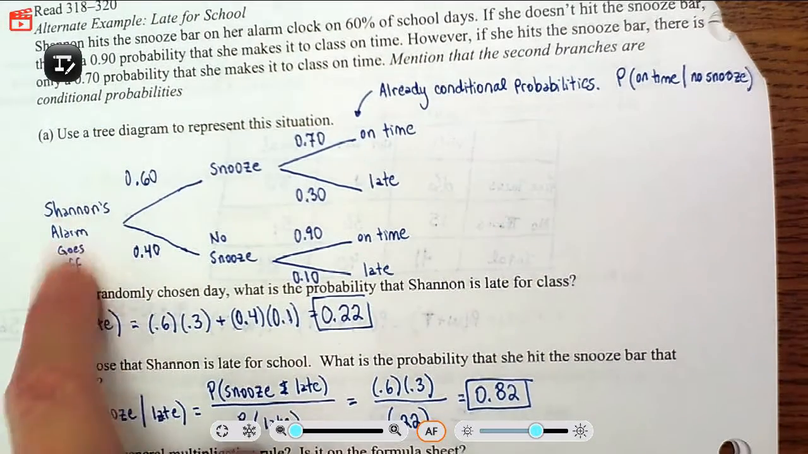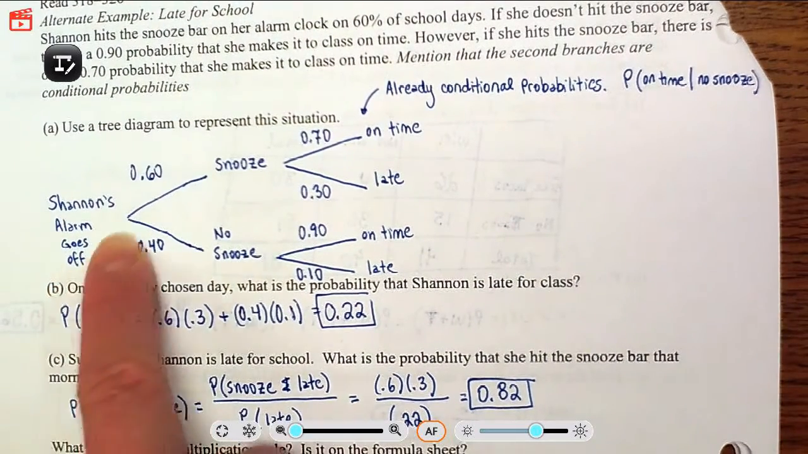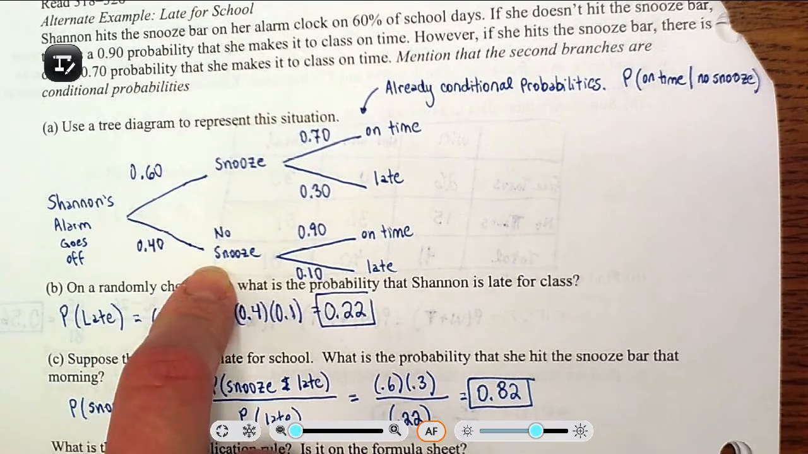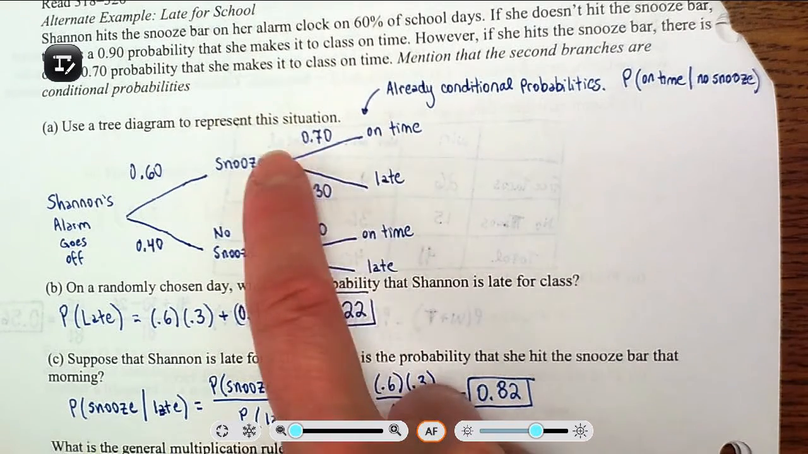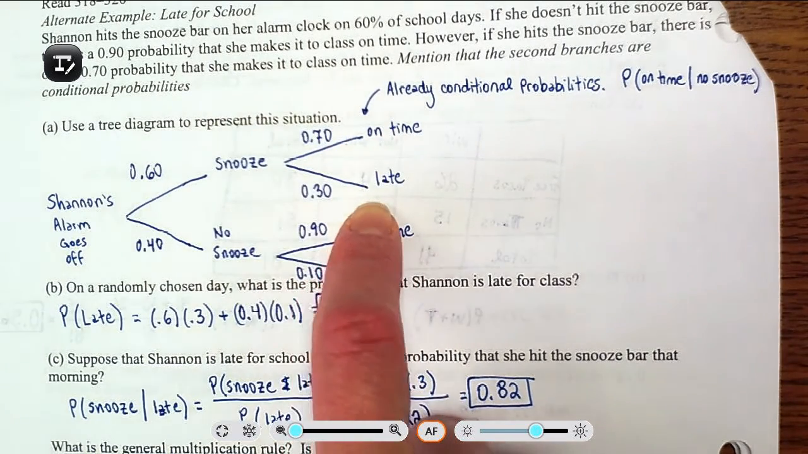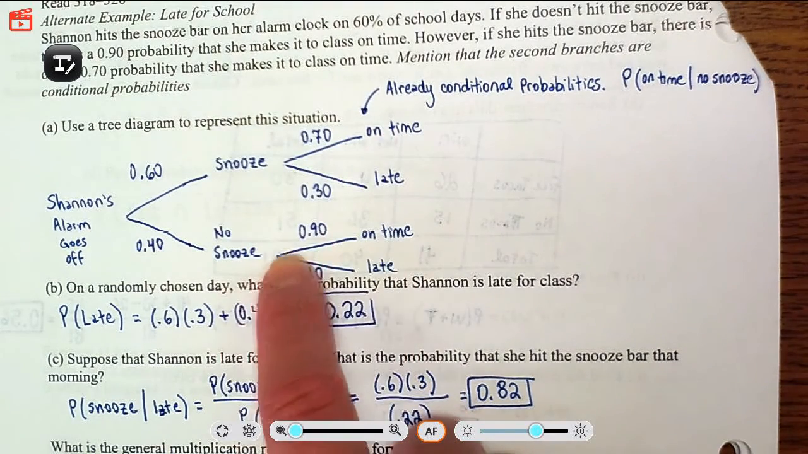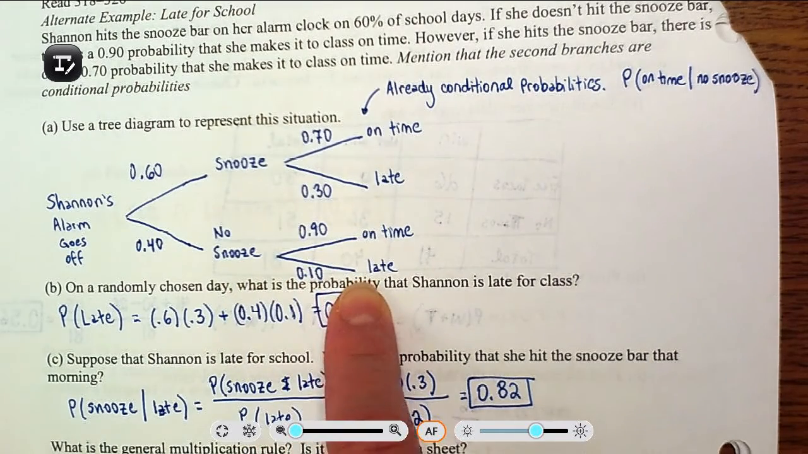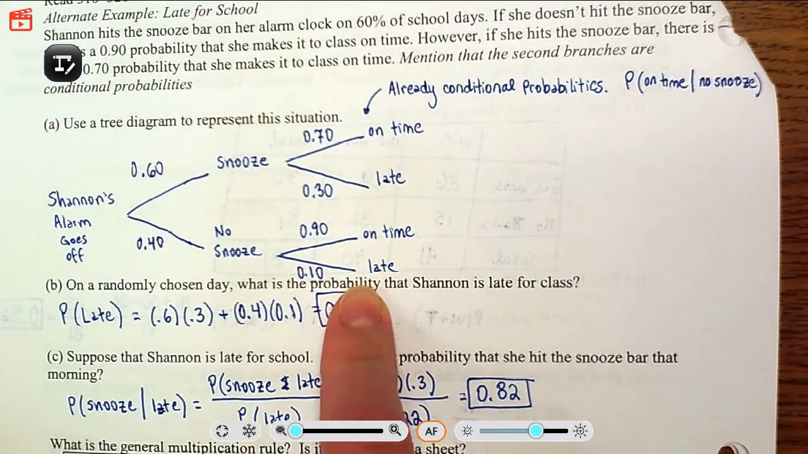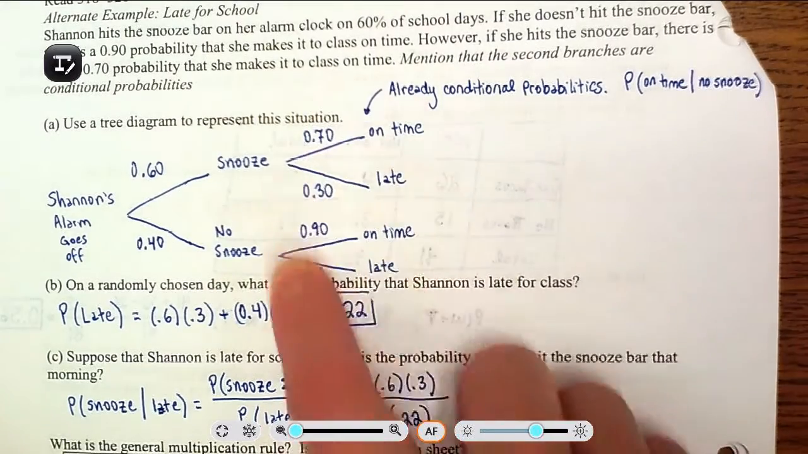So first we have Shannon's alarm goes off. Then 60% of the time she snoozes and 40% of the time she does not snooze. When she snoozes, she has a 0.7 probability of being on time and a 0.3 probability of being late. But when she doesn't snooze, she has a 0.9 probability of being on time and a 0.10 probability of being late. Realize that these out here are already conditional probabilities.